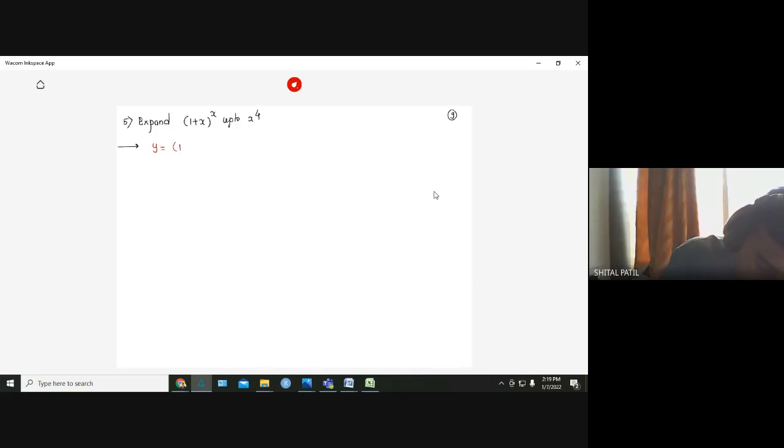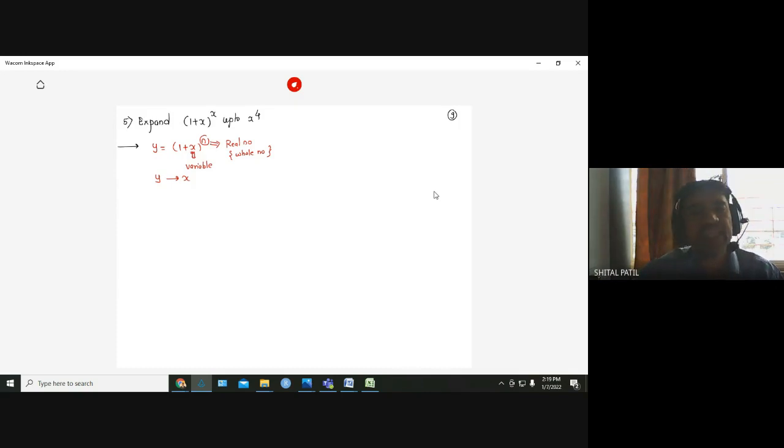Correct. 1 plus x raised to n. Understand the difference. This x is a variable. What is the meaning of variable? Y depends upon x. This type of variable, dependent and independent variable. Whereas, what about the n? N is some real number. In fact, in case of binomial expansion, it is a whole number, maybe 5, maybe 7, like this. So x and n have different rules. So this formula cannot be used.